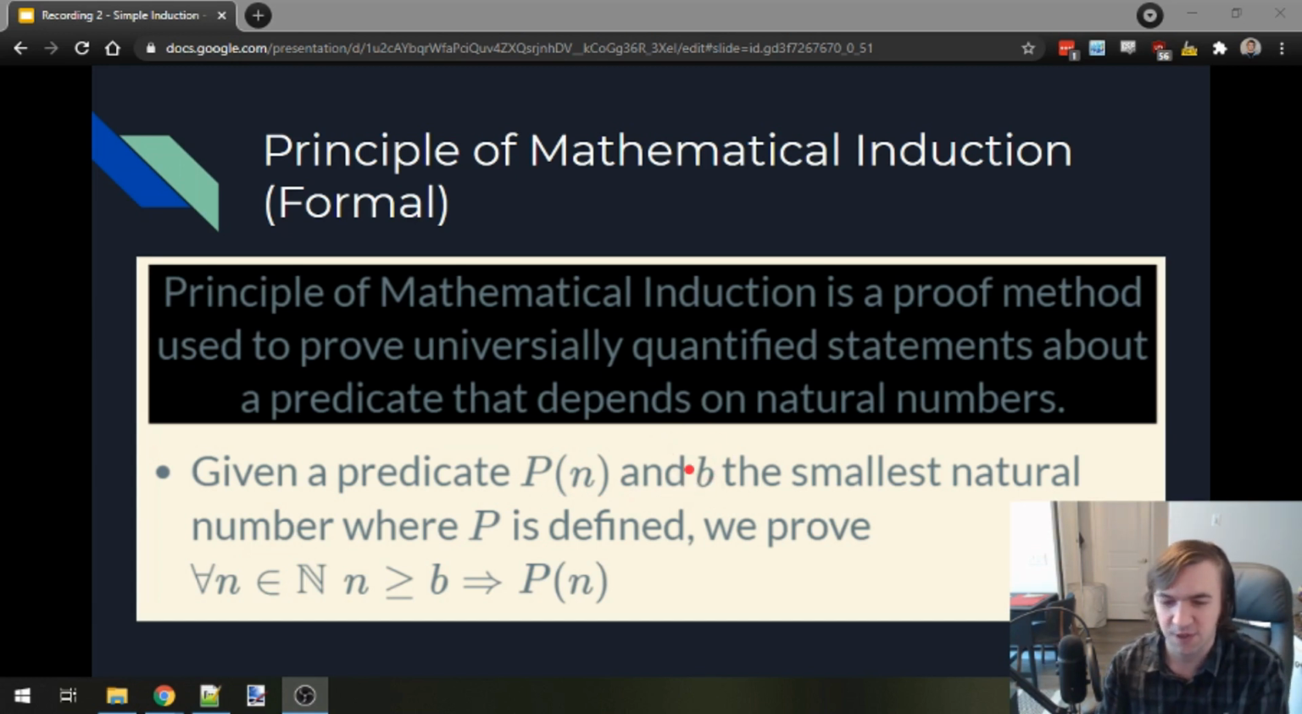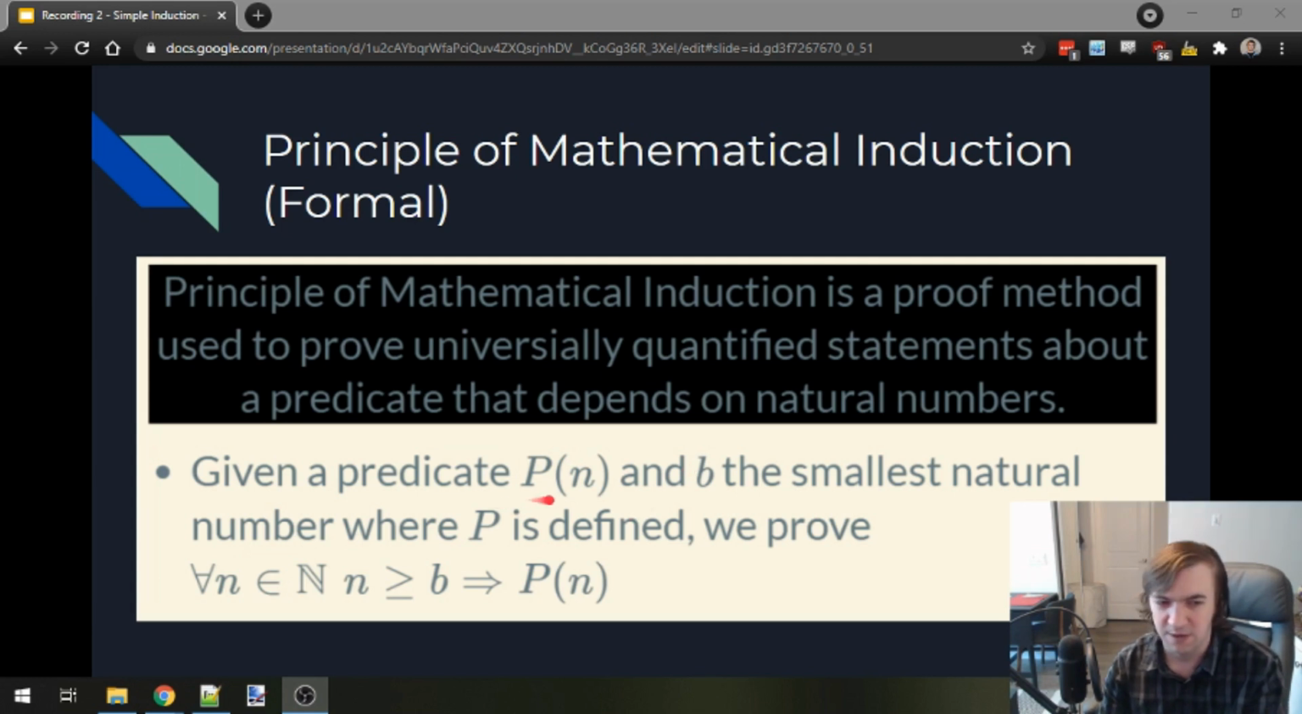So given a predicate, P of n, and B is the smallest natural number where we actually care about things, in our domino example, let's suppose that we care about basically most of the dominoes falling over, but let's say I don't knock over the first one, I just knock over the second one. Can we still say that all the dominoes are going to fall aside from the very first? Yeah, we can, by the same logic, right?